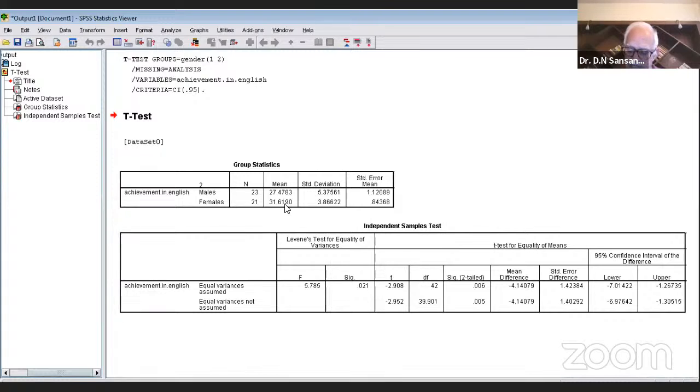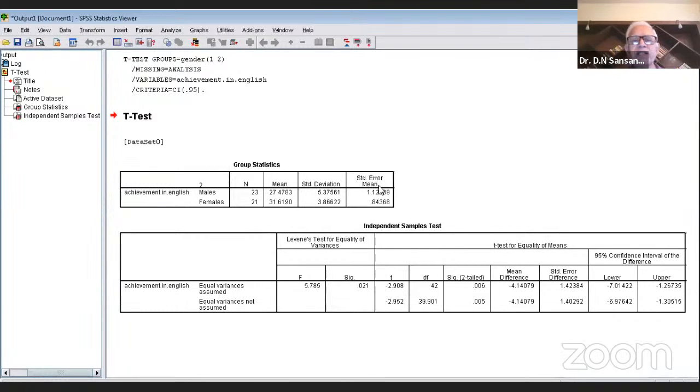And my standard deviation of male is 5.375. Therefore I'll say 5.37, because if it is more than 0.5, then you can increase by 1. For the female, it is 3.866, so 3.87.